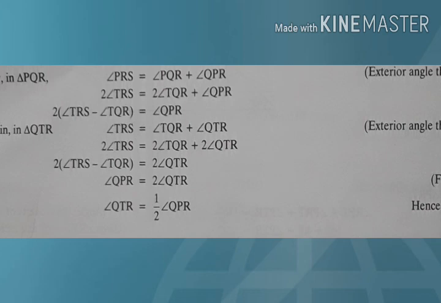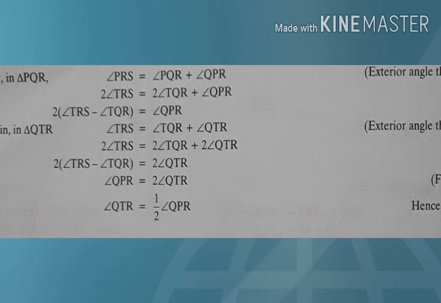Now we can compare these two equations. Twice (TRS minus TQR) is equal to QPR. Now we got twice (TRS minus TQR) equals twice QTR. So we can equate the right-hand sides. So we get angle QPR equals twice angle QTR. So we can rewrite that as angle QTR equals half of angle QPR. According to the question, we can arrange them properly.